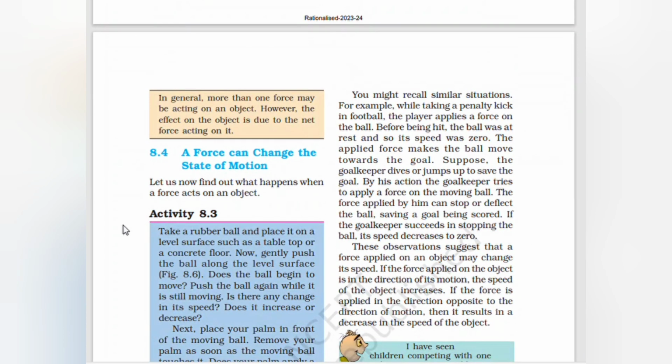A force can change the state of motion. Even when we push, its motion can change.